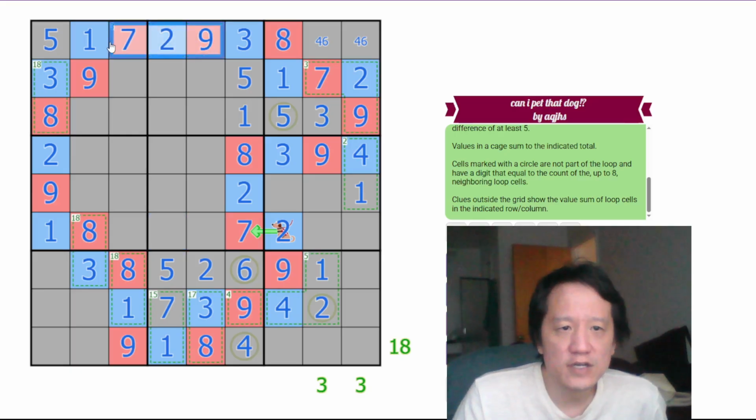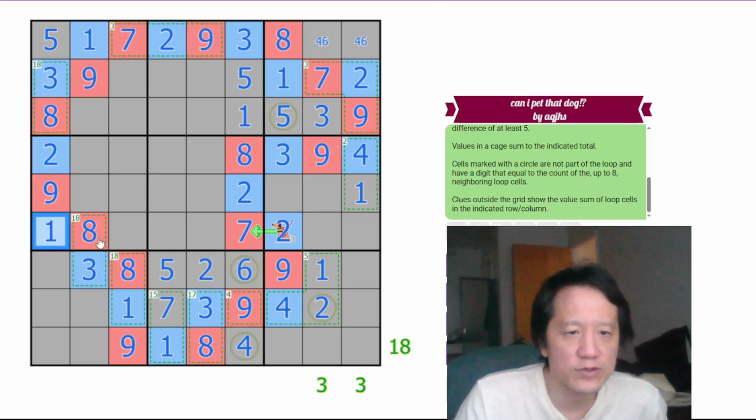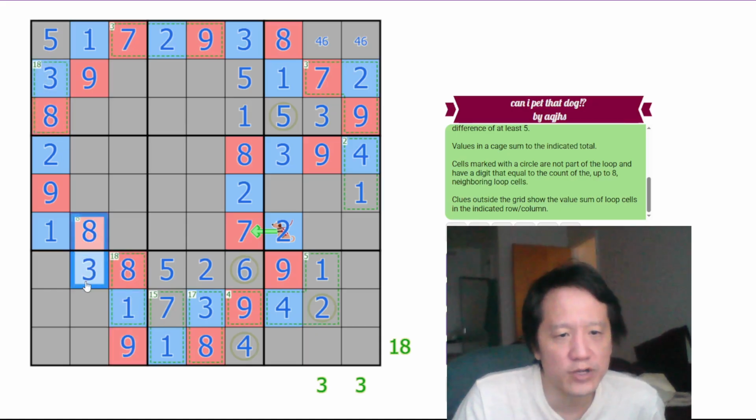So all of these cages are done. 3 away from this cell is 9. 8 away, 1, 2, 3, 4, 5, 6, 7, 8 is 9. So that adds up to 18. We already figured these out. These are worked, and these all work. So now the rest is just normal Sudoku.